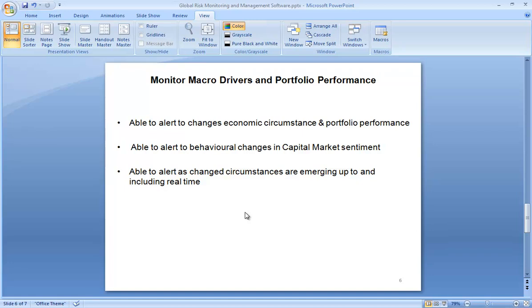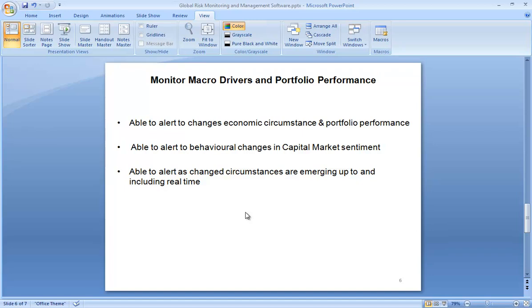As indicated before, we're talking about these macroeconomic drivers and the ability to alert changes in circumstances and to be able to measure their potential changes or implications for portfolio performance. One of the key factors of the software is that it brings to the table, you might say, more information on behavioural changes in capital markets.